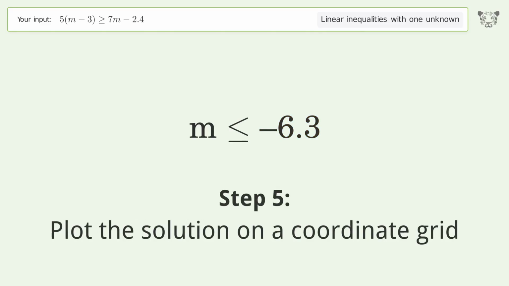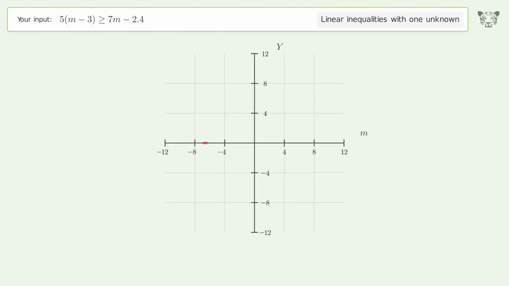Plot the solution on a coordinate grid. And so the final result is m equal or smaller than -6.3.